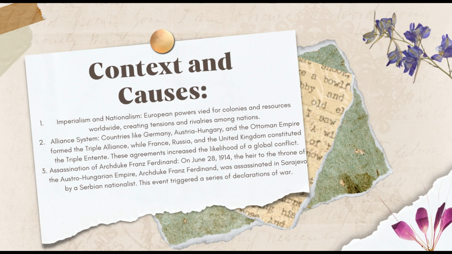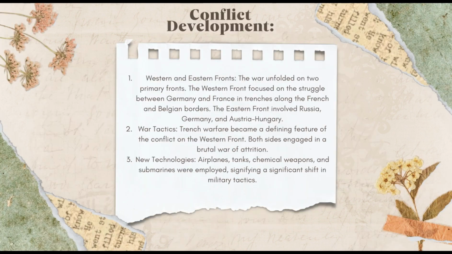3. Assassination of Archduke Franz Ferdinand. On June 28, 1914, the heir to the throne of the Austro-Hungarian Empire, Archduke Franz Ferdinand, was assassinated in Sarajevo by a Serbian nationalist. This event triggered a series of declarations of war. Conflict development. 1. Western and Eastern fronts.